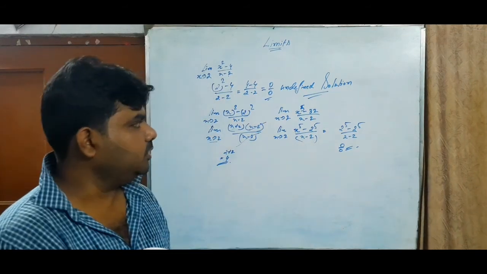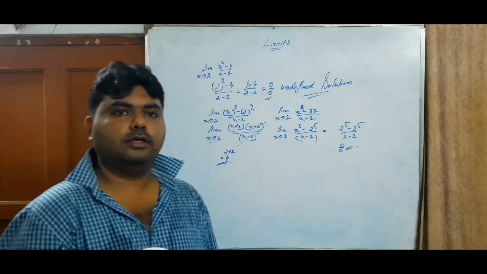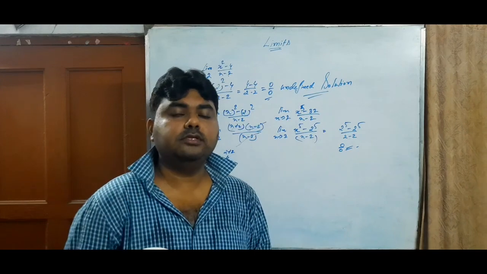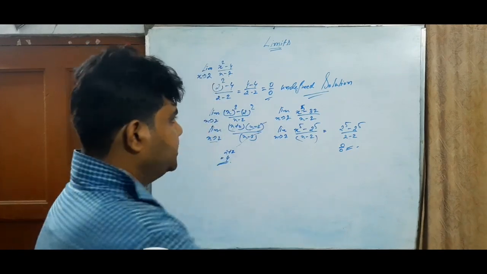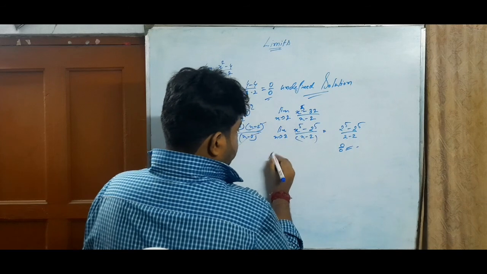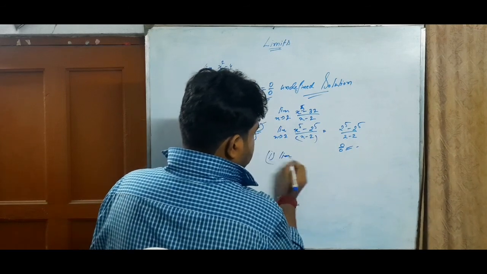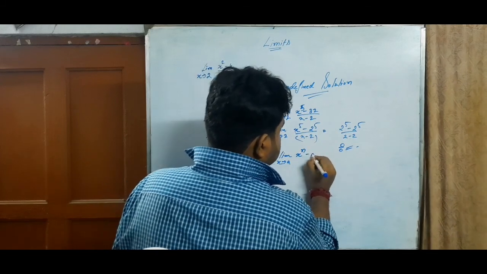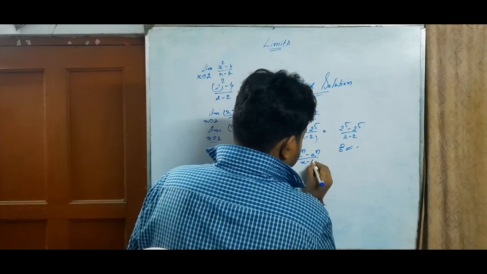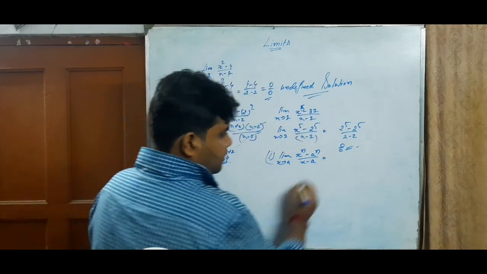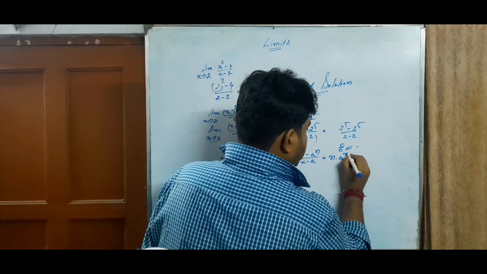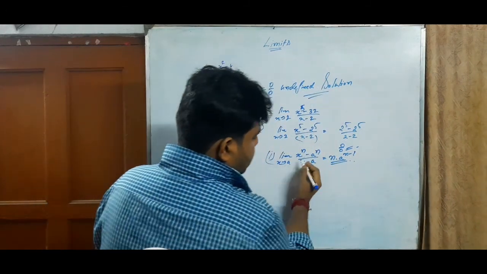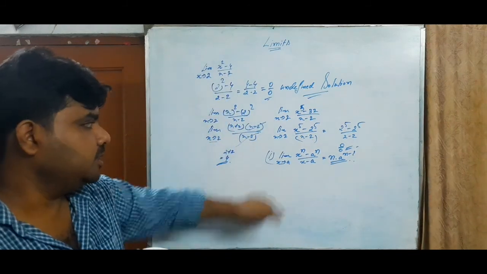Now what is the solution? But limit has its own solution. It has its own formula, its theorem, its rule. The first rule, that is, first one: limit x tends to a, x to the power n minus a to the power n by x minus a. We can write that is n into a to the power n minus 1. This is the formula.